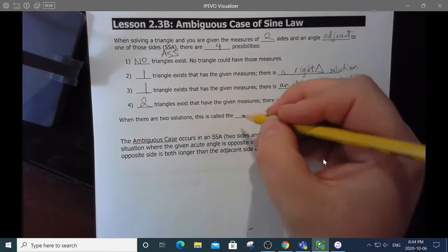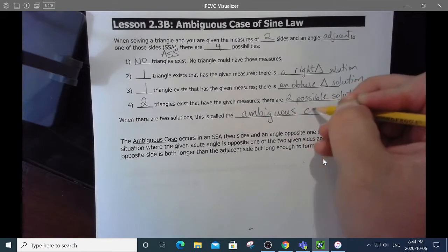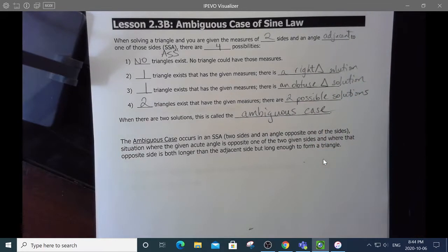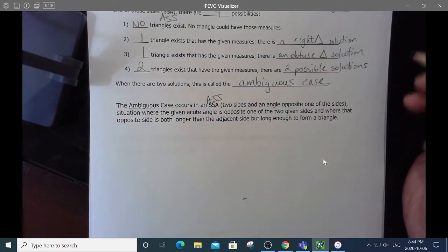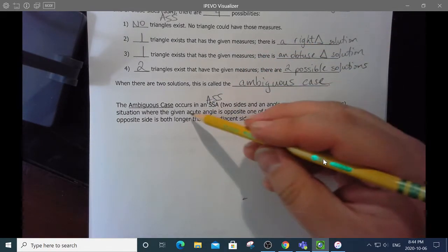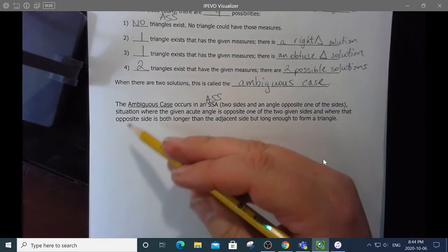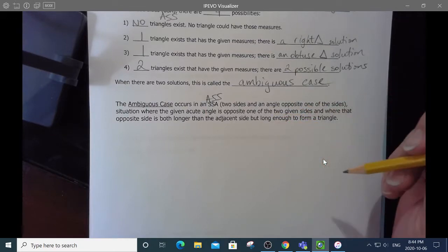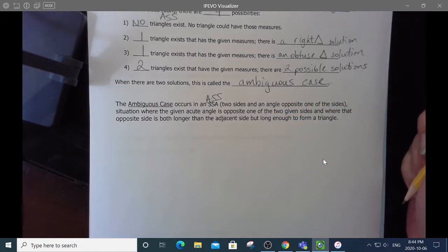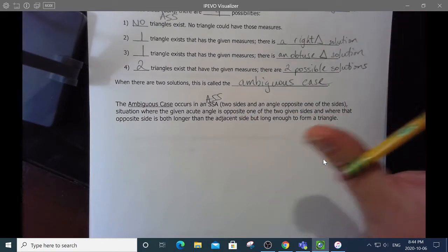When there are two solutions, this is called the ambiguous case. The ambiguous case occurs in an angle-side-side triangle where the given acute angle is opposite to one of the two given sides, and where that opposite side is both shorter than the adjacent side but long enough to form a triangle. That sounds really complicated. It's actually very easy to understand if we draw a few pictures.